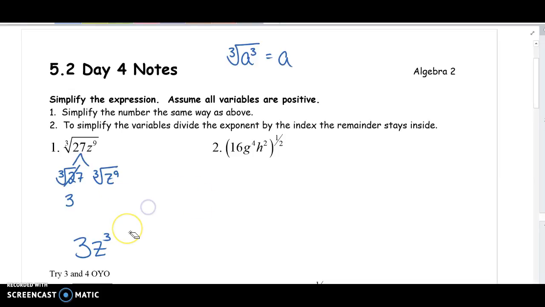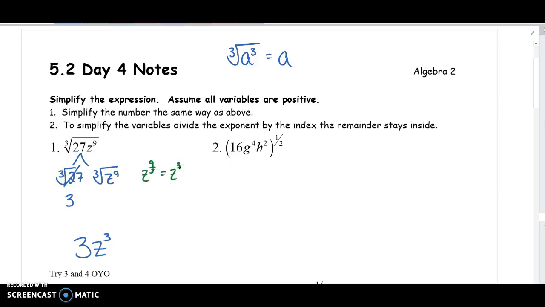The more mathematical way to think about this is the cube root of z to the ninth is z to the 9 thirds. Remember, the index of the radical is the denominator of the fraction. What is 9 divided by 3? 3. So this becomes z to the third.